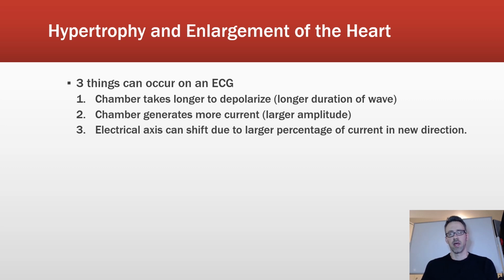And then the electrical axis, the axis of the heart, can shift due to a larger percentage of current in a new direction. What that means is that we have what we call our normal axis, which I talked about in the last video, in the ventricles, which points mostly right around lead 2 or between lead 2 and lead 1. Those leads show where, most commonly, the average vector points after all of the instantaneous vectors moving through the ventricles have completed their course and completely depolarized the ventricle.